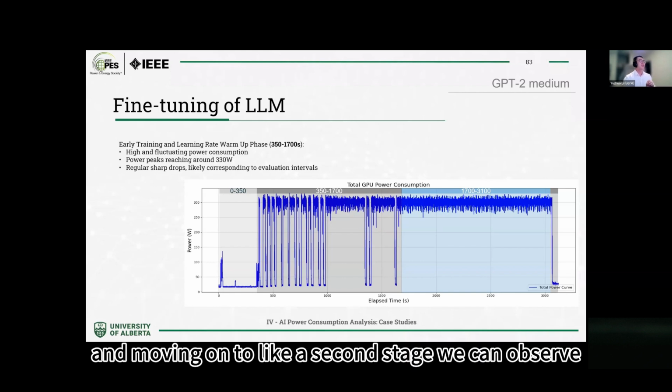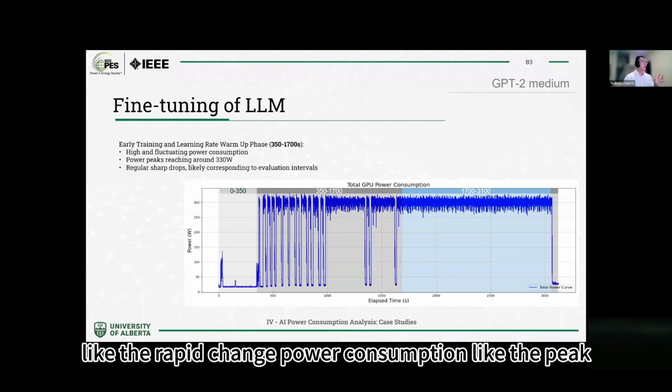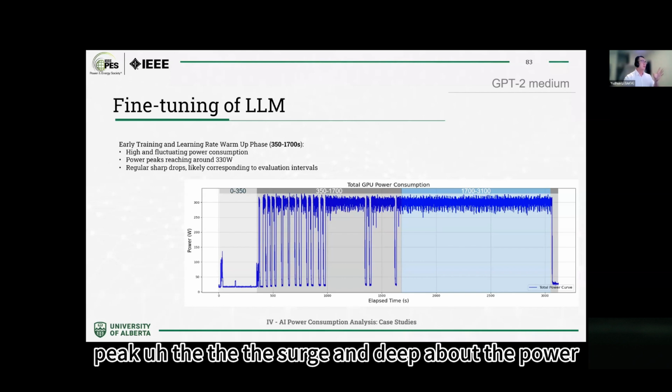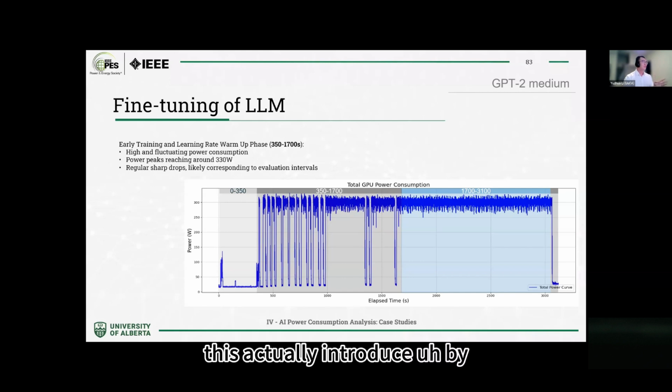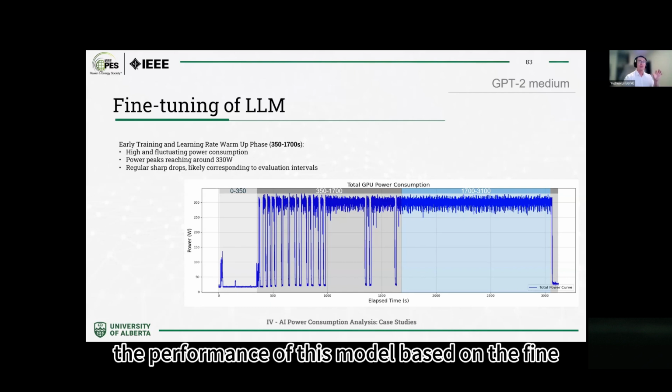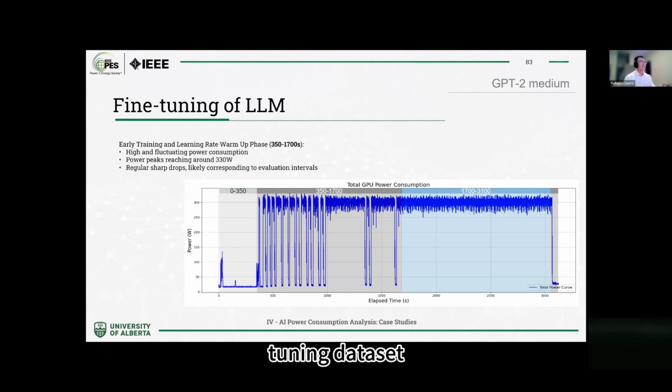Moving on to the second stage, we can observe the rapid change in power consumption, the peak, the surge and the dip in the power. This is actually introduced by the evaluation intervals. This is where the algorithm evaluates the performance of the model based on the fine-tuning dataset.